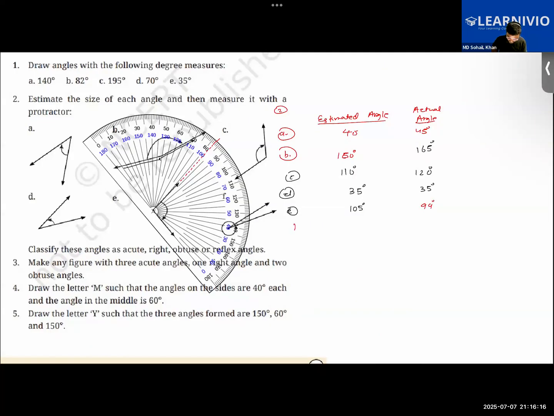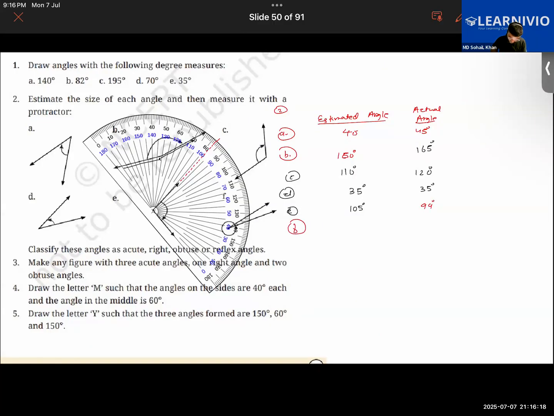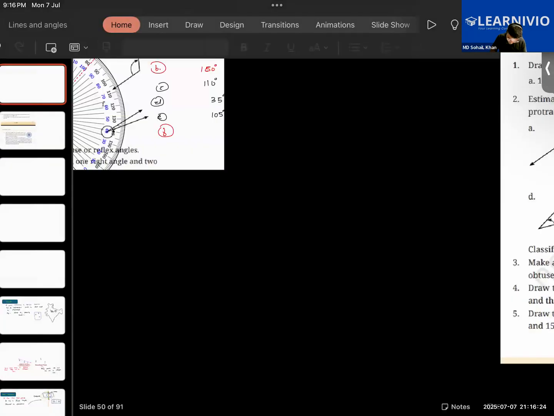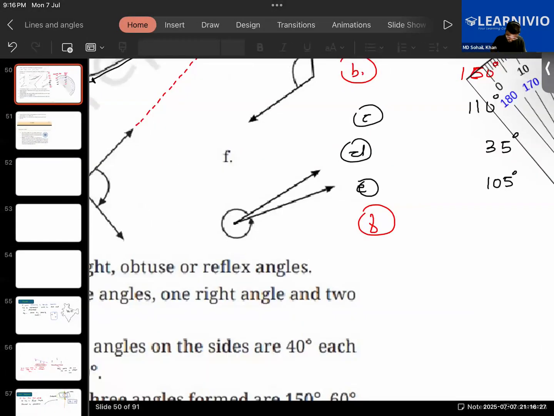Okay, 99. Where's the other one that's hidden over here? Measure the other one also. This angle F, try measuring it. This one is tricky. You have to measure the reflex angle. How do you find the reflex angle? You find it by subtracting the internal angle from 360 degrees.